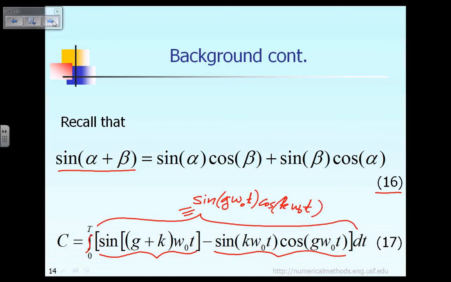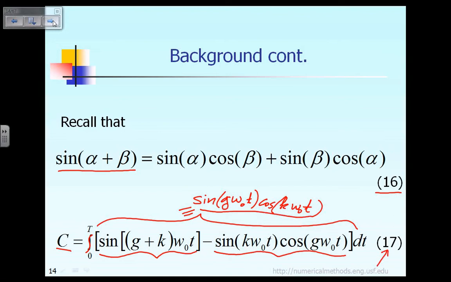As a matter of fact, you can see equation 17 just says that the value of c that we would like to evaluate is the integral of sine g omega naught t cos k omega naught t. But using equation 16, we can express sine of g omega naught t times cos k omega naught t as shown in equation 17. So right now we do have equation 17.